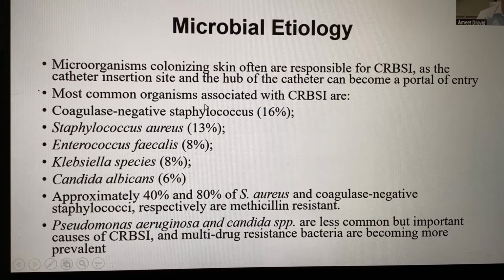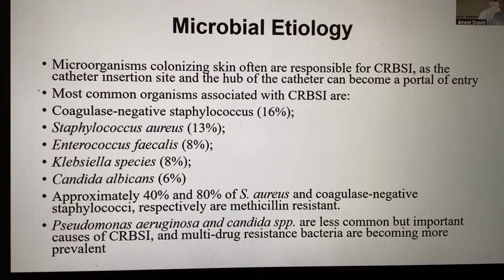So what are the commonest organisms we can see? Commonest are coagulase negative staph. Again, these are skin contaminants. They are present on the skin of ICU patients, and they can get in and cause CRBSI. Second is Staphylococcus aureus. Again, another skin commensal. Then Enterococcus faecalis is the third most common.